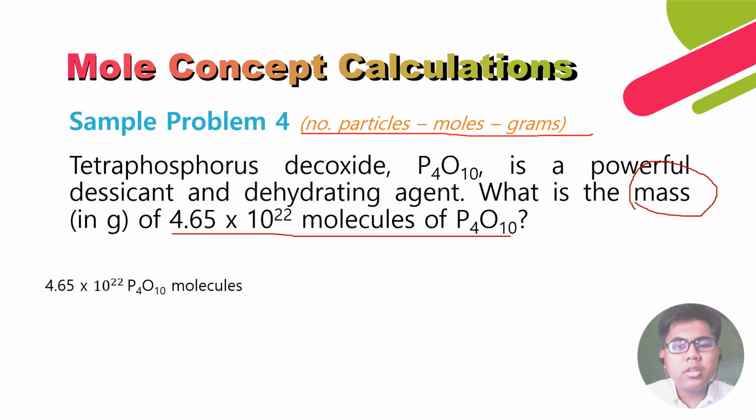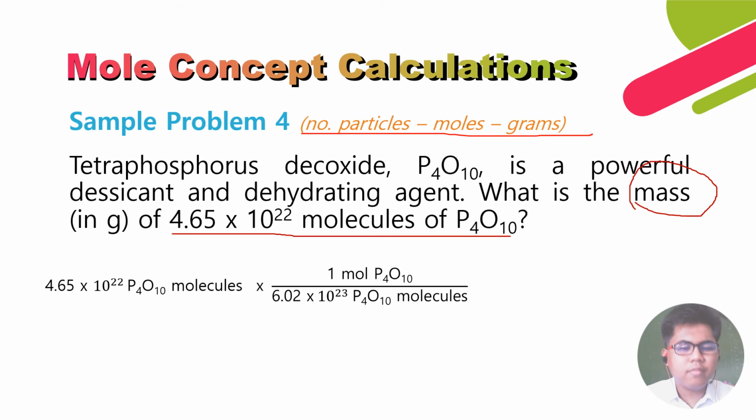Okay, since hindi tayo pwedeng direktang mag-convert ng number of particles to grams, so gagamitin muna natin yung ating mole concept, which is, okay, sa isang mole ng kahit na ano ay equal kay Avogadro's number. So, our conversion factor will be 1 mole P4O10 over 6.02 times 10 to the 23 P4O10 molecules. Now, pwede na natin ngayong i-cancel itong unit niya. So, natira na lang ay mole.